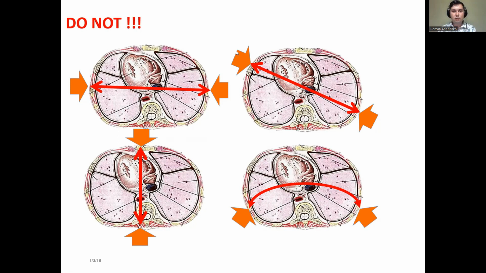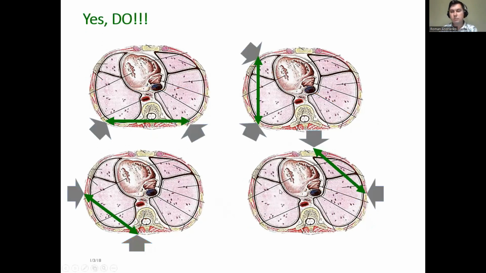So incorrect, incorrect. In all these four examples, the current goes straight through the heart. Not that dangerous unless you have a cardiac pacemaker or an artificial pacemaker. Better be safe. Better safe than sorry. All right, guys? So how do we put them correctly, though?